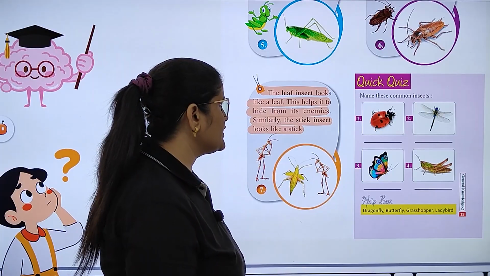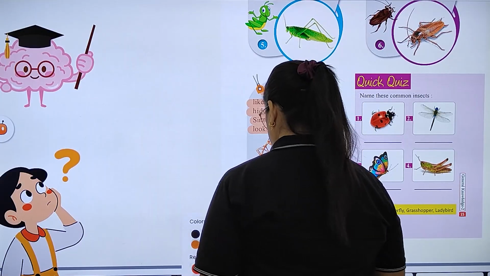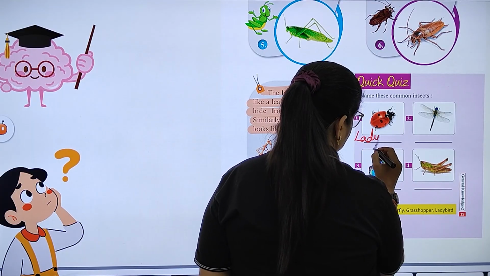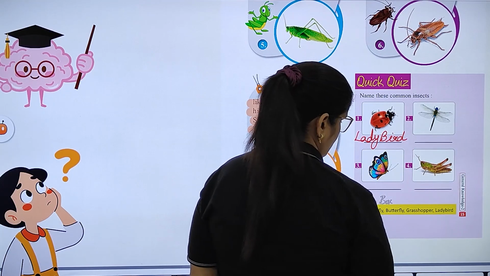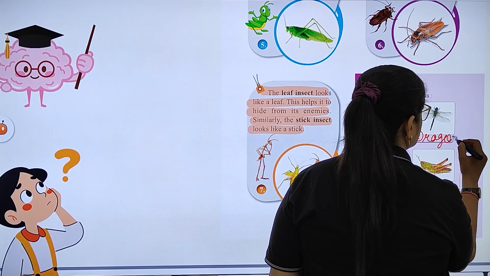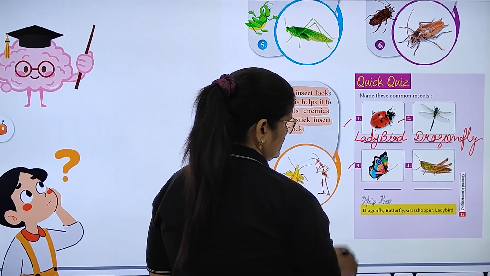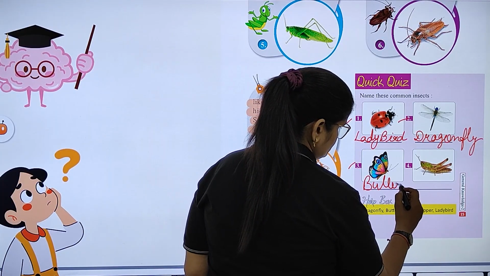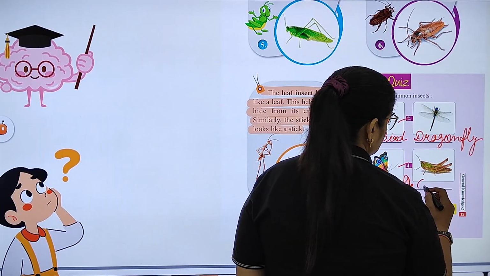So now it's time to quiz. Name these common insects. Okay, this is the first one, ladybird. And number two, dragonfly. Number three, butterfly. Number four, grasshopper.